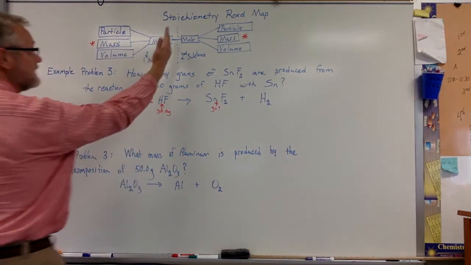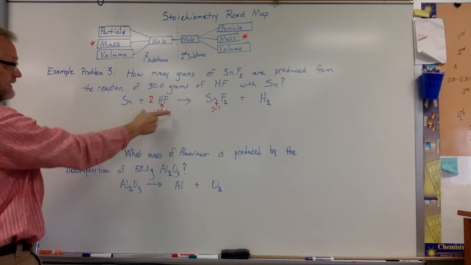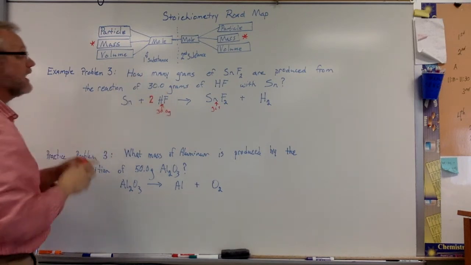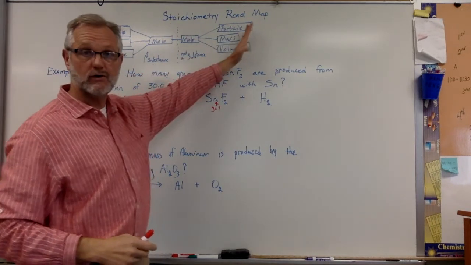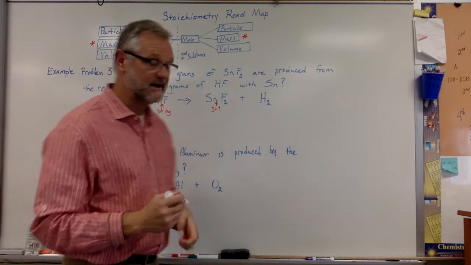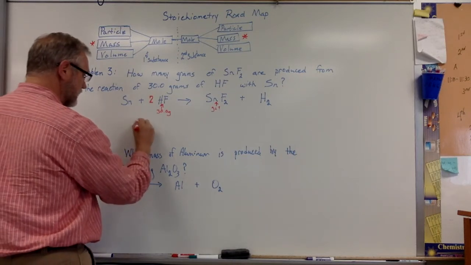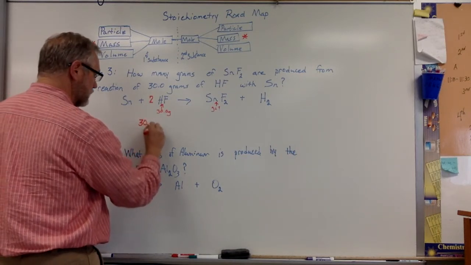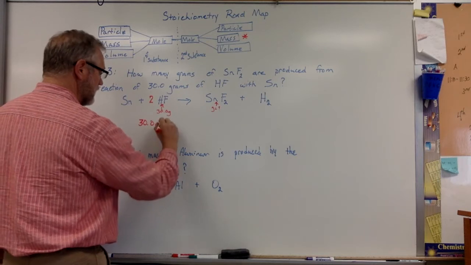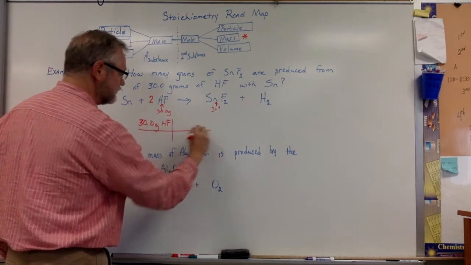Always remember, anything on the left side is going to be my first substance, and in this case, it's the HF. Anything from here over is going to be my second substance, what I'm looking for. In this case, it is the SnF2. So write down what you're given in a factor label box. I have 30.0 grams of HF, and I want to put that in a factor label box.